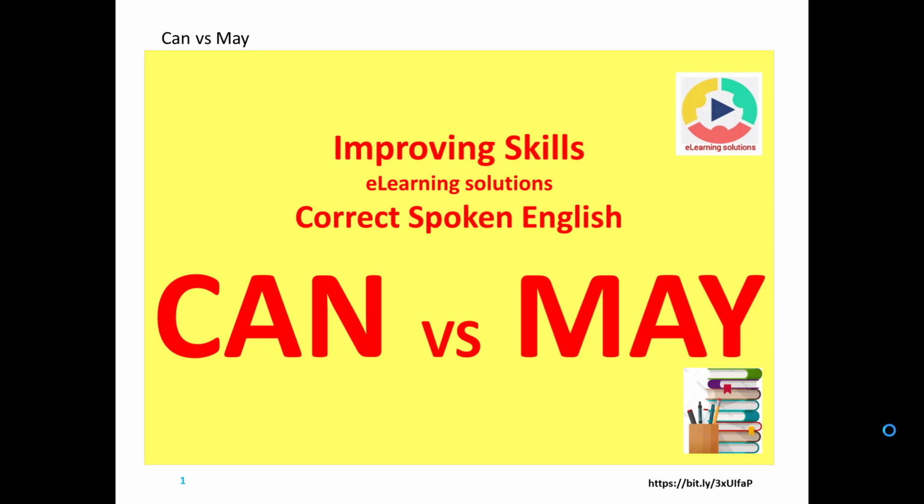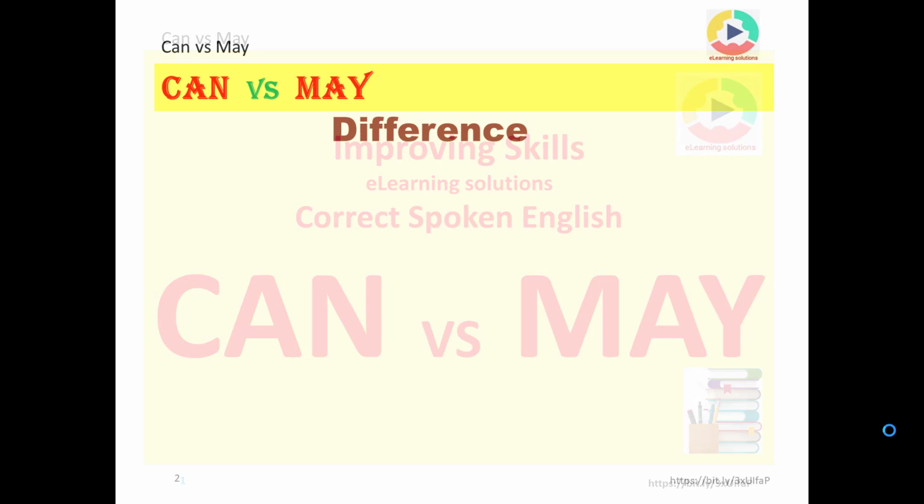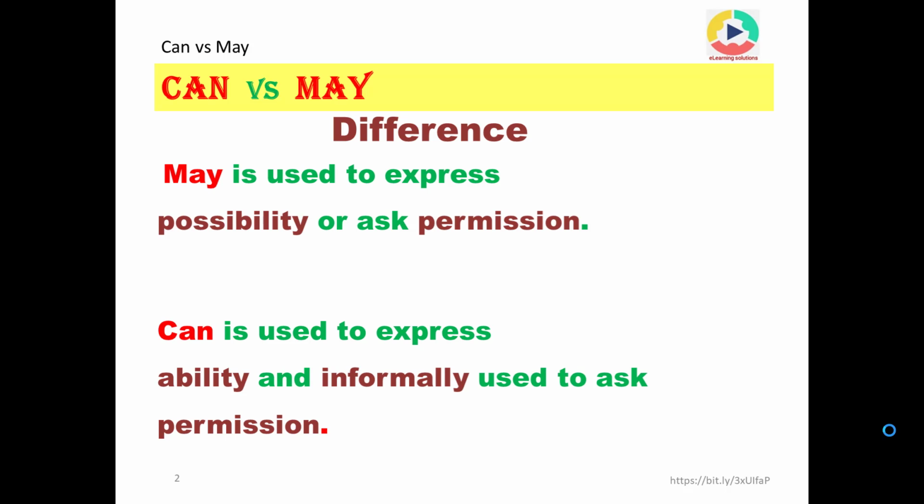Today I'll tell you the difference between can and may so that you can speak correct English. What's the difference between the two? May is used to express possibility or ask permission. Can is used to express ability and informally used to ask permission.